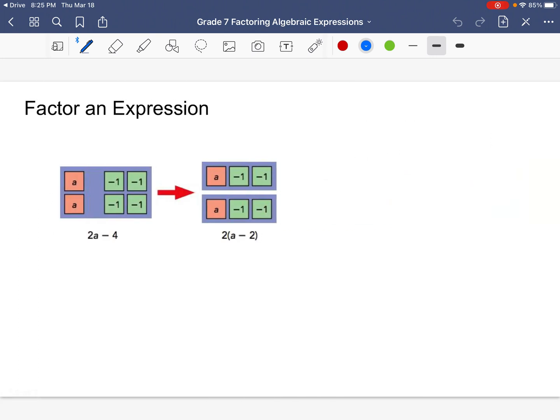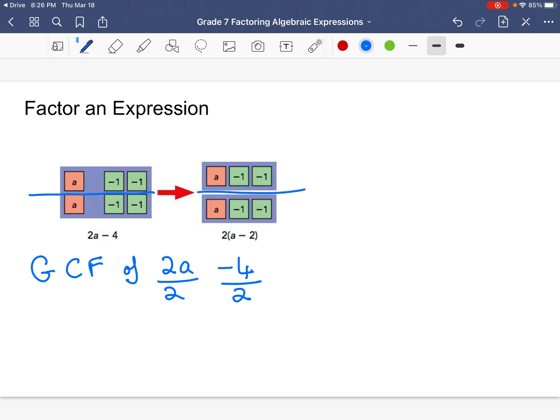So here we have 2a minus 4 and we want to factor it. So we need to find the greatest common factor of 2a and negative 4. What's the greatest number we can divide both of these by? We can divide them both by 2. So we can divide them in half, and you can see in the drawing we have split this in half here, and so each side is a minus 2.